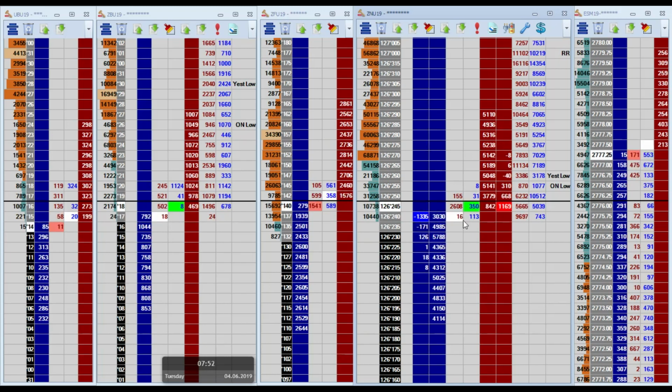Let's see what happens when they hit back down into this level. If they just blow right through it, then it's meaningless. Keep an eye on the bid. See if it just erodes away or if it stands pat.